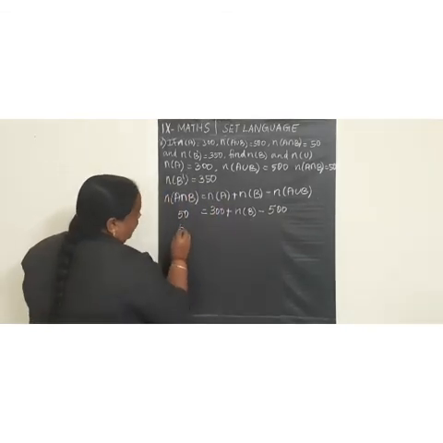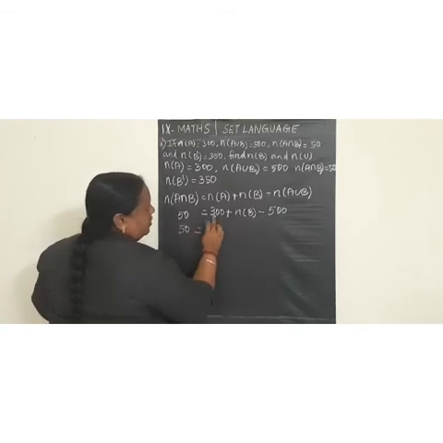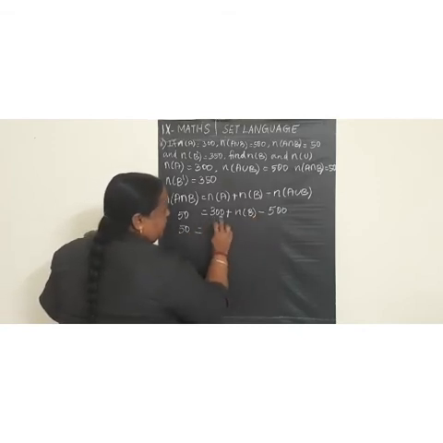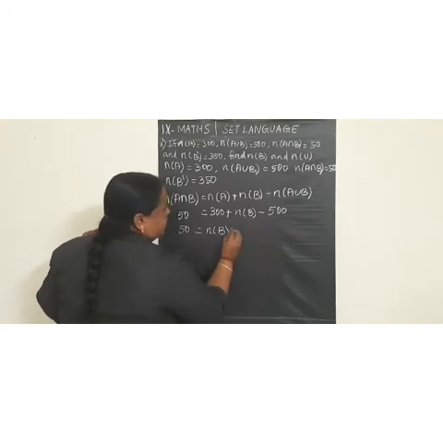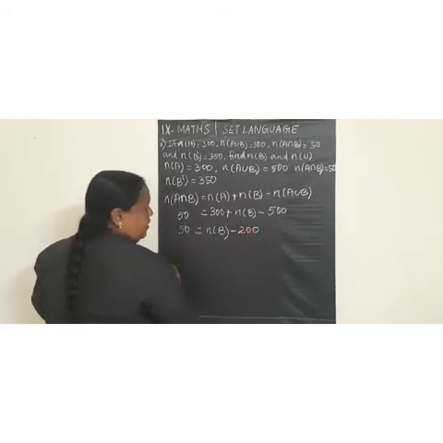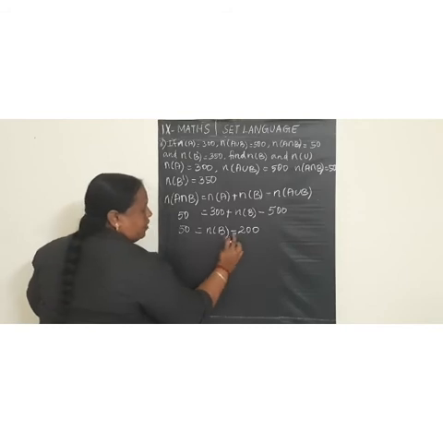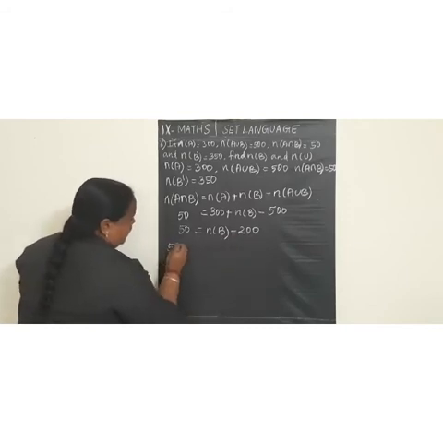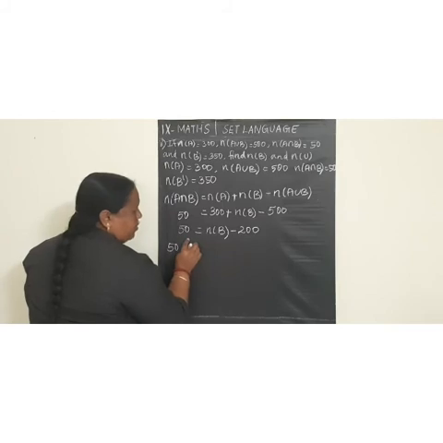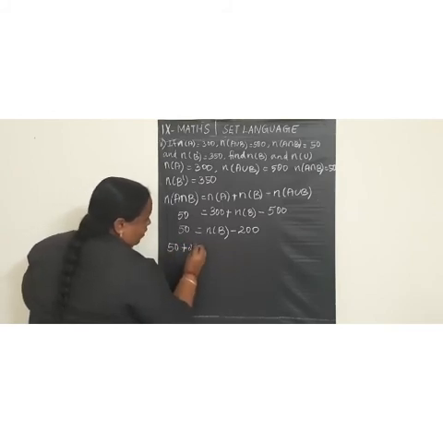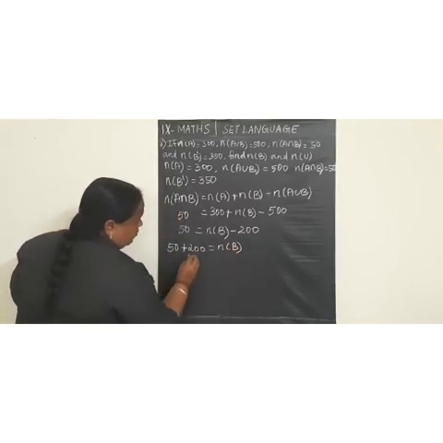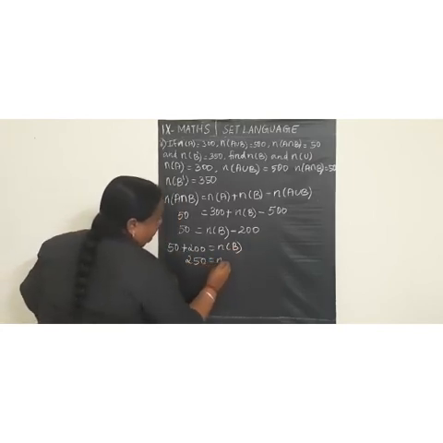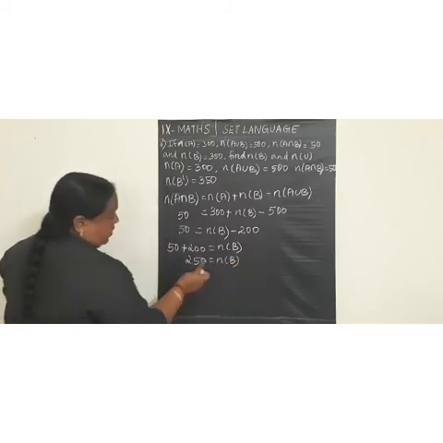Next, 50 equal to, now 300, we have to take the numbers 300 minus 500. We write this n of B as it is. Now 300 minus 500, so minus 200. Now we have to find this n of B, so bring this minus 200 to this side. When you bring this minus 200 to this side, it will become plus 200 equal to n of B. So 50 plus 200, 250, is equal to n of B. So n of B is equal to 250.